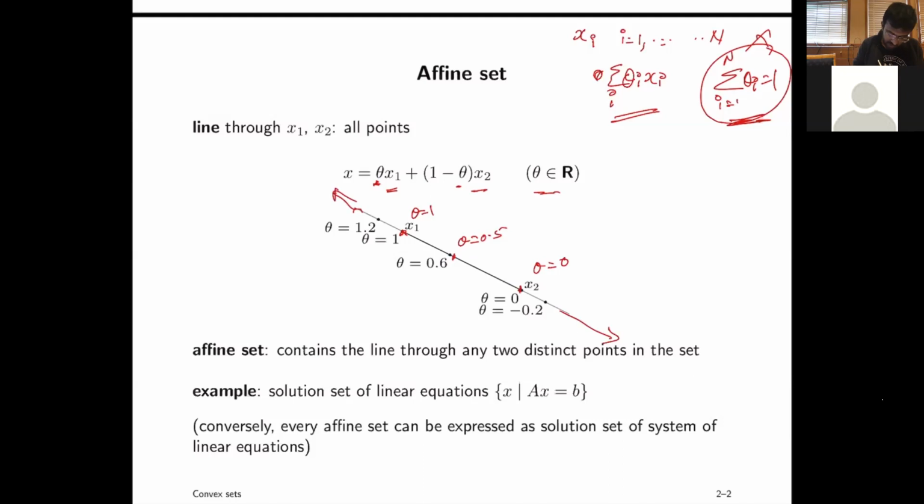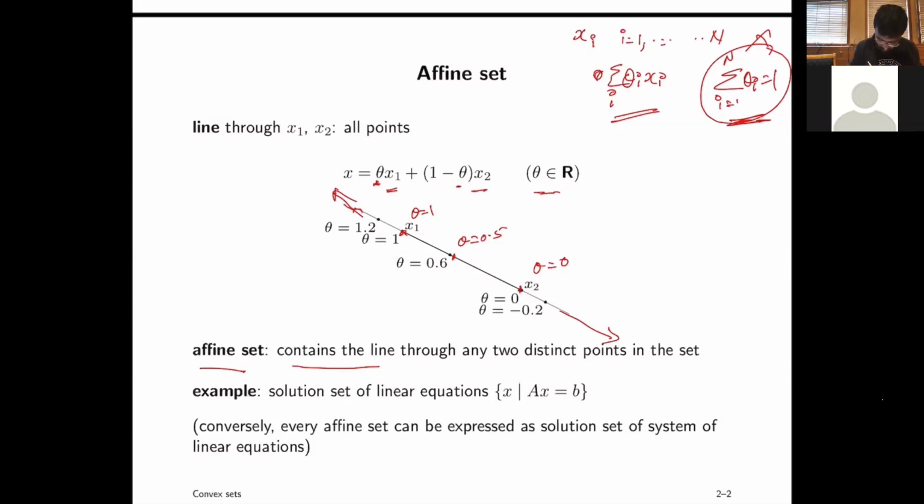Now what is an affine set? We have a set. For example, this line is a set of points, right? And in that line, you can pick any 2 points, and the line through those points is contained in that set itself, right? So such a set is called an affine set. It contains the line through any 2 distinct points in the set. If you pick any 2 points from the set, then the line drawn through them should always be in that set.